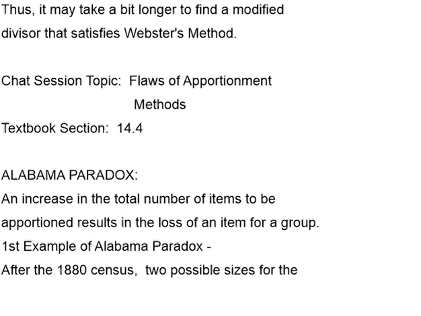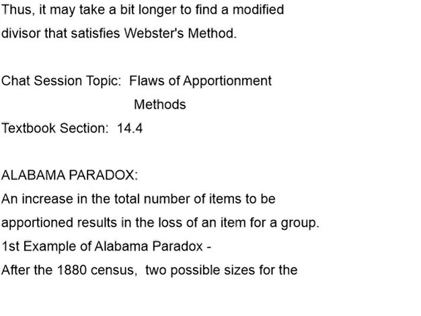Now we will talk about Chapter 14, Section 4, the topic being flaws of apportionment methods. Alabama paradox. An increase in the total number of items to be apportioned results in the loss of an item for a group.